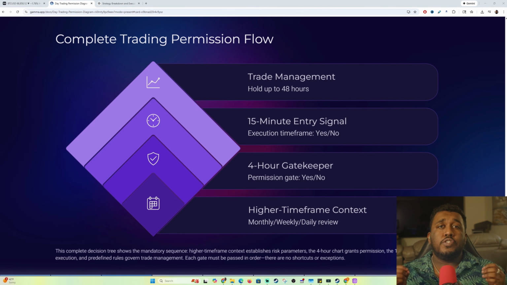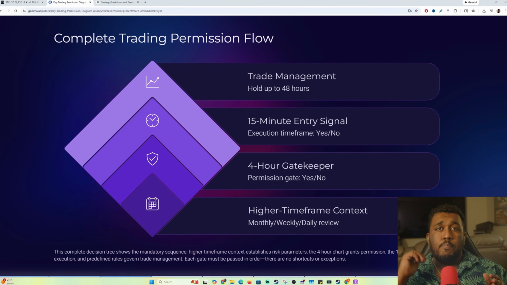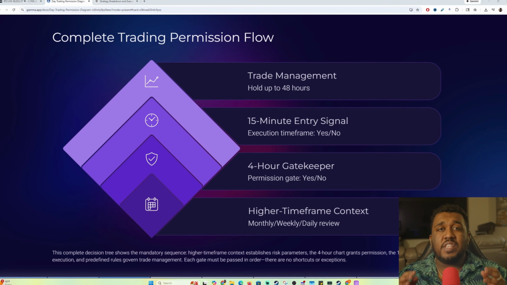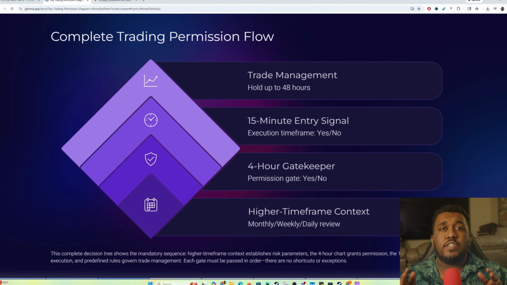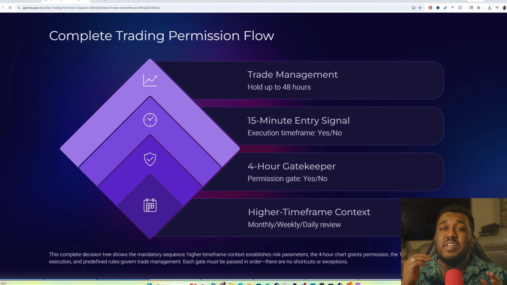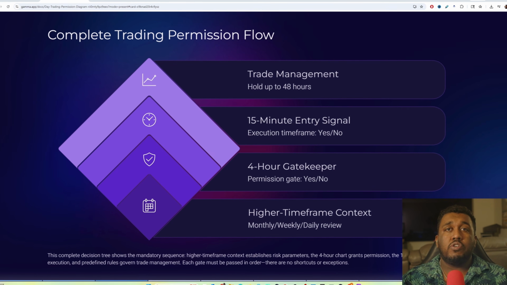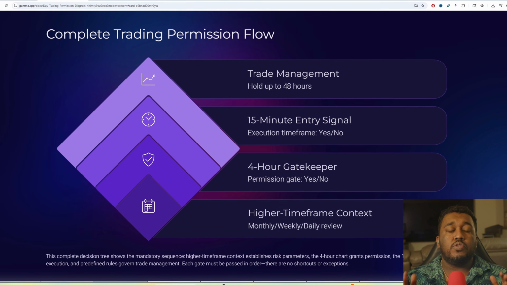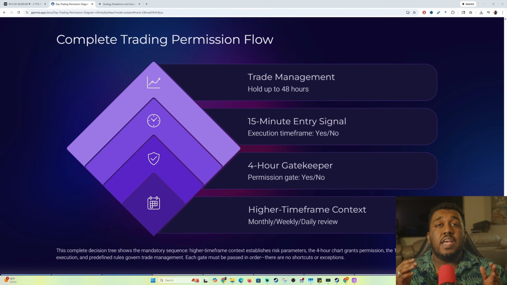So this slide is going to show you guys the complete trading permission flow from bottom to top. Everything starts with the higher time frame context, which sets risk parameters. How much are you going to trade? How much leverage are you going to trade? Then the 4-hour chart acts as the gatekeeper and either grants or denies you permission to day trade. If permission is granted, the 15-minute chart is used for execution, and finally predefined rules control the trade management. Every gate must be passed in order. There are no shortcuts and no exceptions, and you get to hold these trades for up to 48 hours, which can give you some fantastic profit.